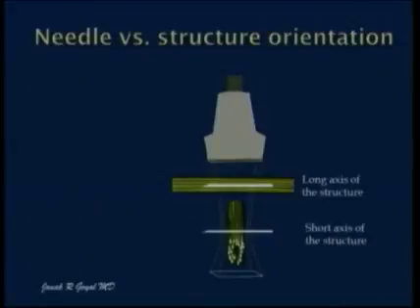Now, the relationship of needle to the structure. So, needle versus structure orientation. You could have two kinds of orientation. One is a long axis to the structure. Here is the long axis to the structure. Here is the short axis of the structure related to the needle.